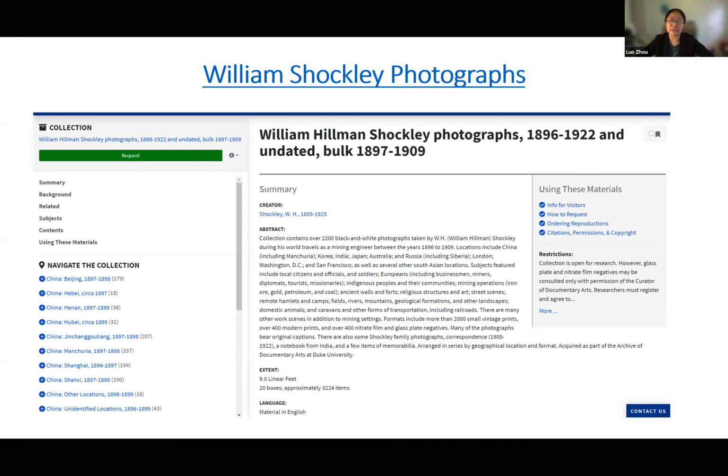So this first example is the so-called William Shockley photographs. The photographer is William Shockley, who was actually a mining engineer. So he traveled all over the world to survey the mines, silver mines, gold mines, all sorts of mines. And as part of his work, he did need to take some photographs to document the places and the workflows that he saw at the places. But he himself is also a very skillful amateur photographer. So he took very good photos. And he's also very interested in the people and culture that he visited.